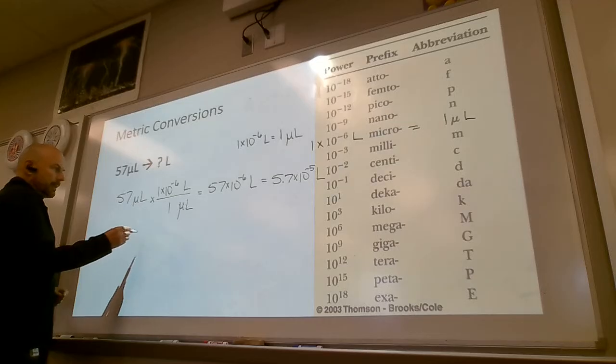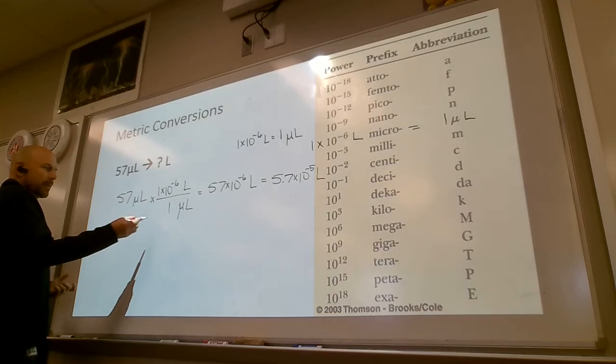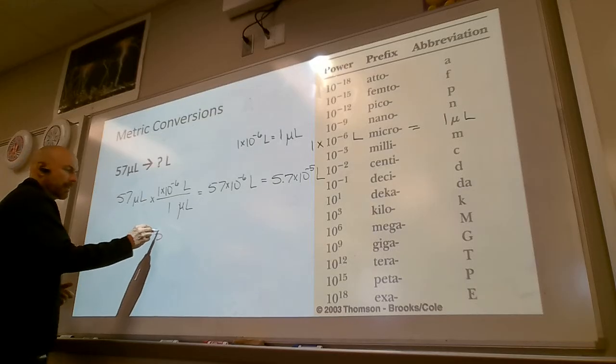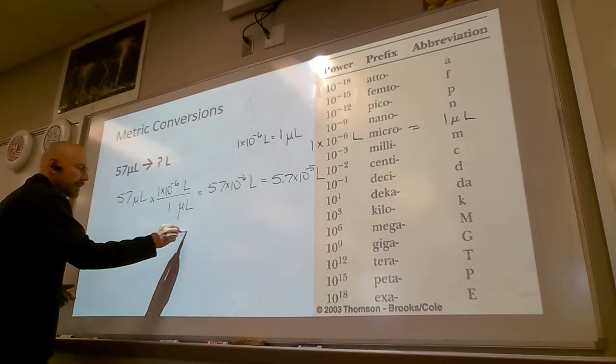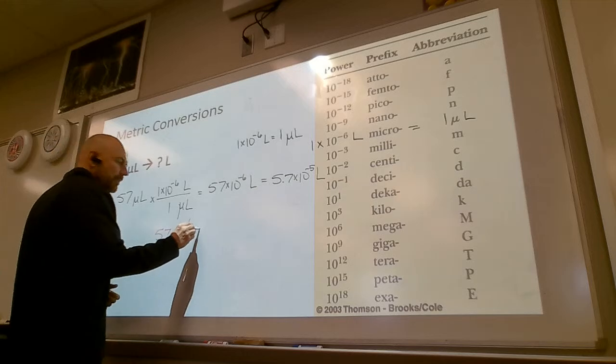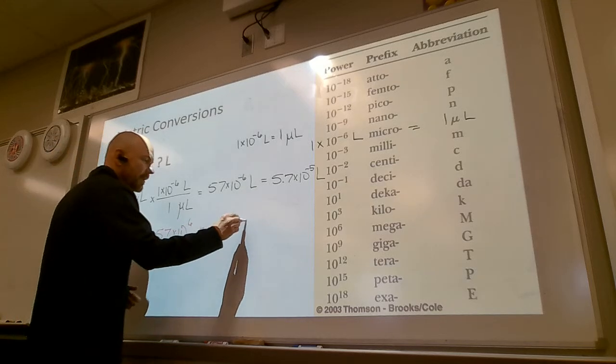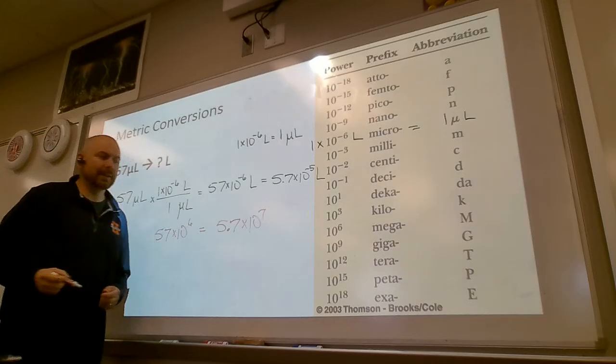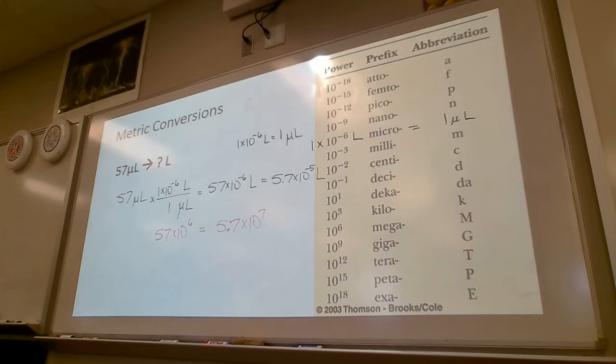Now, here is what you would do if you got it wrong. A third of you would be like, oh, I need to divide. And so when you divide this, you end up with 57 times 10 to the 6th, which is equal to 5.7 times 10 to the 7th. Is that answer bigger or smaller than 57? Bigger. That tells you that's wrong. So do the other thing. You divided to get that answer, so multiply to get the right answer.